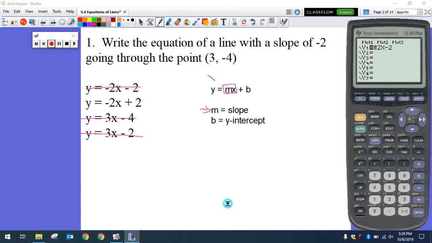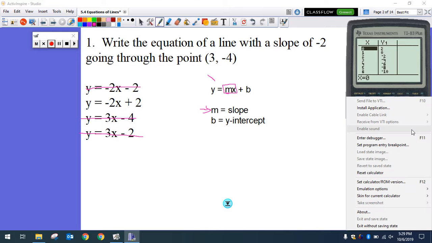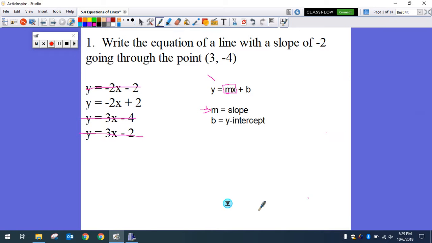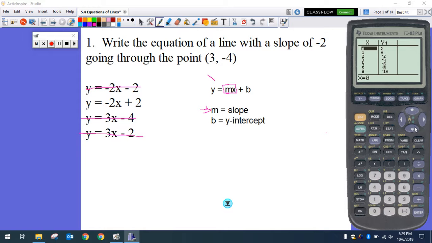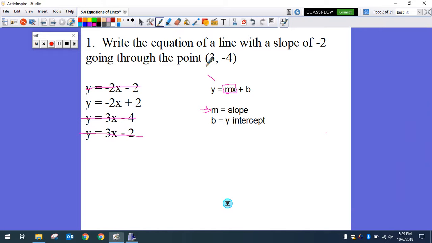So let's write y equals -2x plus 2. And let's do second graph. And let's see if it goes through the point (3, -4). And it does. Look right here. It goes through the point (3, -4), which is what I wanted from that ordered pair. So B is the right answer.